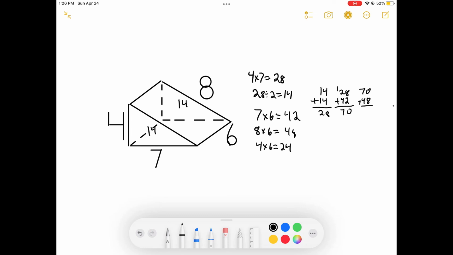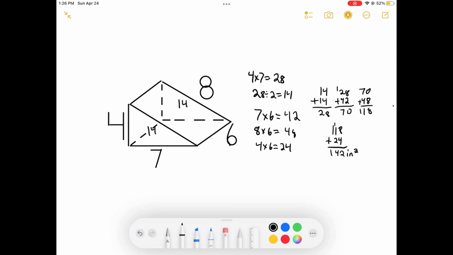plus 48. So we do 0 plus 8, which equals 8. And 7 plus 4 equals 11. Now we do 118 plus 24. So 8 plus 4 equals 12. Carry the 1, which equals 4, and then drop the 1. So 142 inches squared is the surface area.